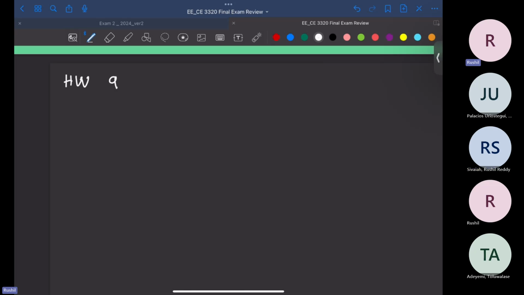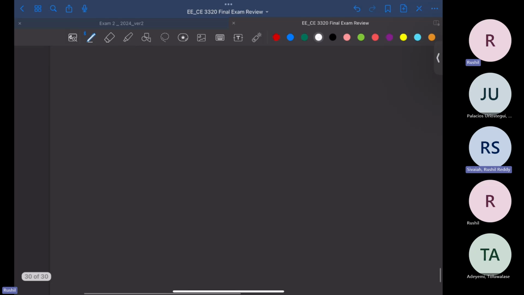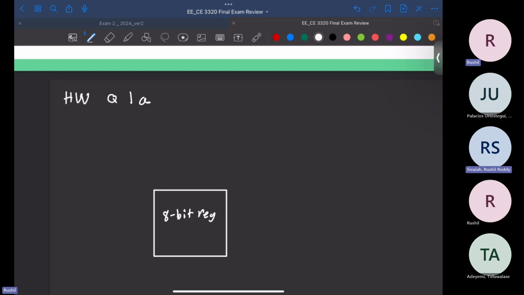Question 1, A. So for this, we want to create a 2-bit adder/subtractor. We'll start with a register file or some storage for saving. So we'll call this a reg, or we'll do an 8-bit reg. So with this 8-bit register, right?